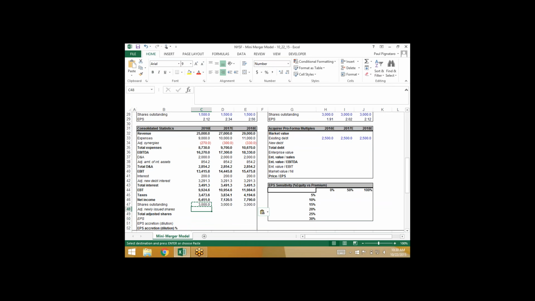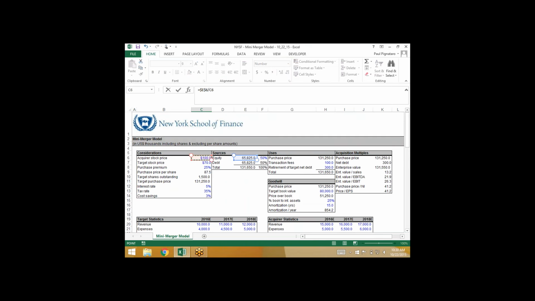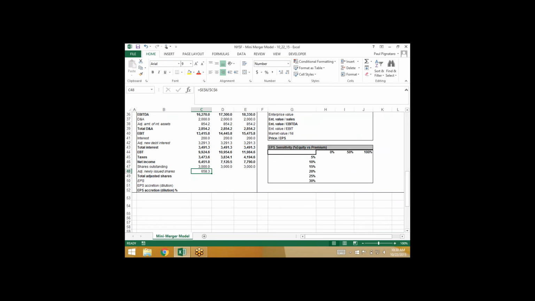New shares, we calculate how? The equity raised from E6. Anchor that so we can copy to the right, divided by the acquirer share price. We're assuming we are the acquirer raising $65.825 million at our share price. Anchor that. Copy to the right. Those are the new shares raised to fund the acquisition, 658.3. What do you think it should be?